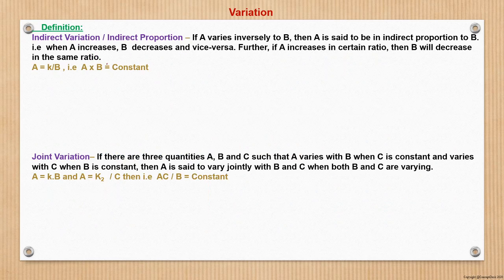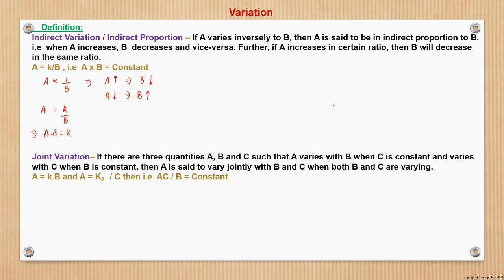the next case of indirect variation or indirect proportion, where a varies inversely to b, that is, if b increases, a decreases. So a varies inversely to b, that is, if a increases, it implies b will decrease, or if a decreases it implies b will increase, right? And we have learned that to remove this variance sign we can put equal to, but put one constant k by b. So from here we know that a into b is equal to constant, right?